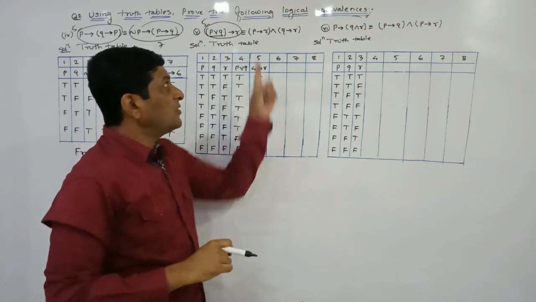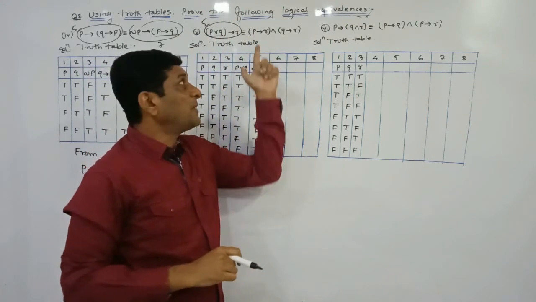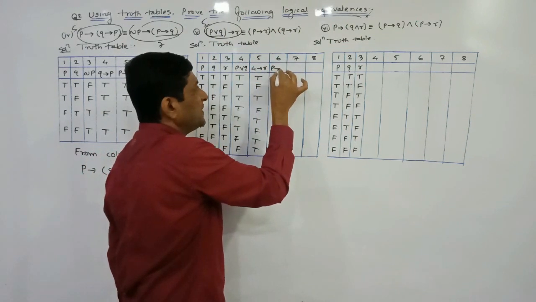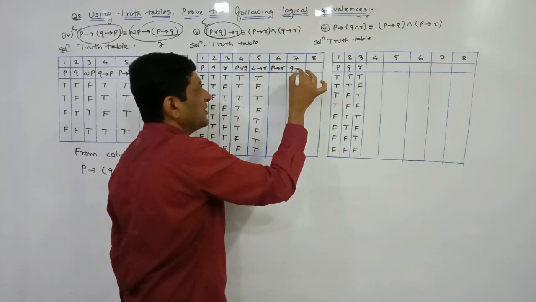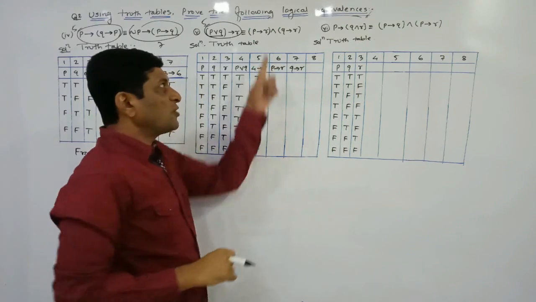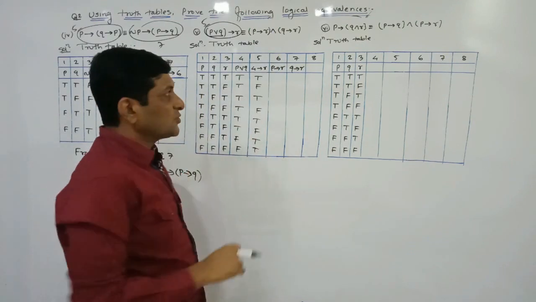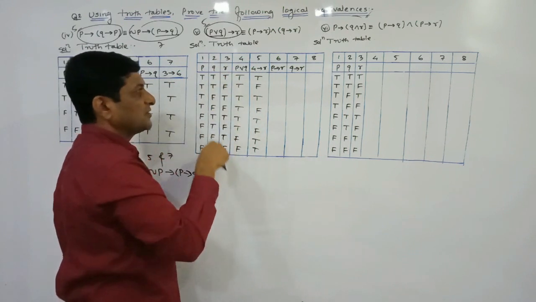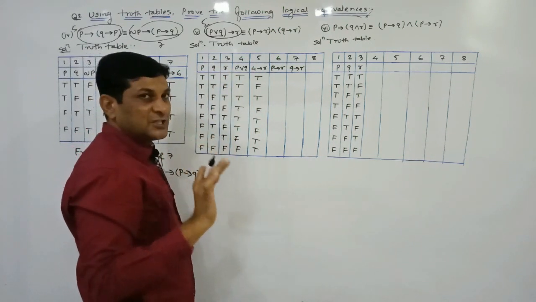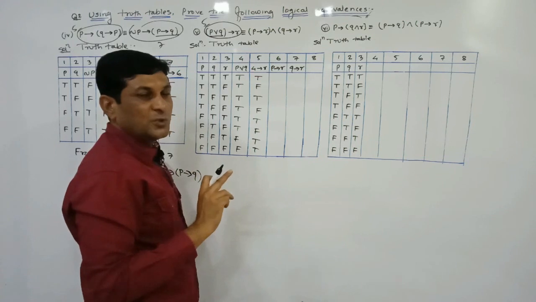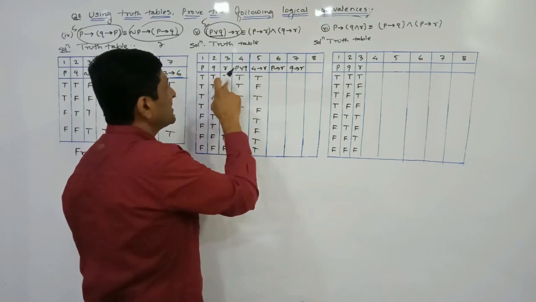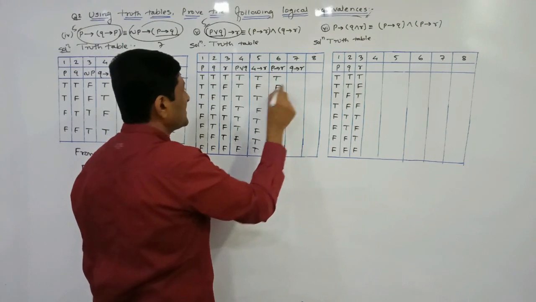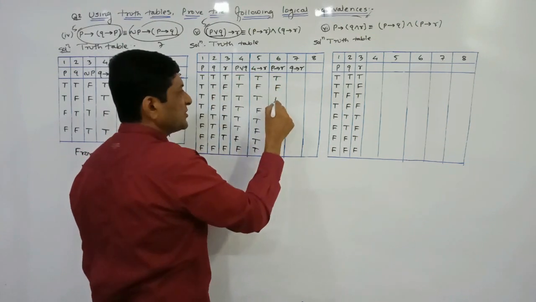number 5. Now to find out the truth value of the second part, first find out P implies R and then Q implies R, and later on we will connect them by AND. So P implies R. These are the truth values of P and these are the truth values of R. Implication is false only if TF appears. Here TF does not appear, so true. TF appears means false. Here TT means true.